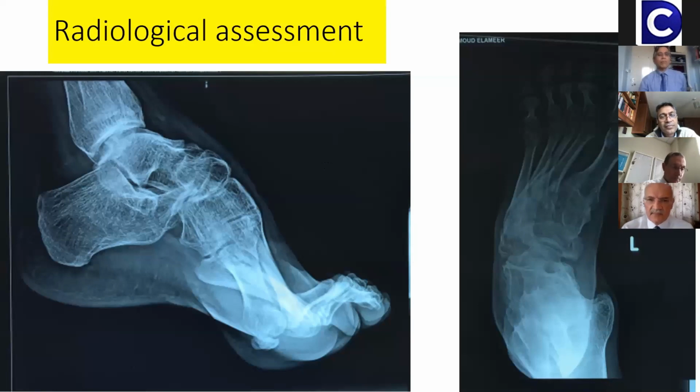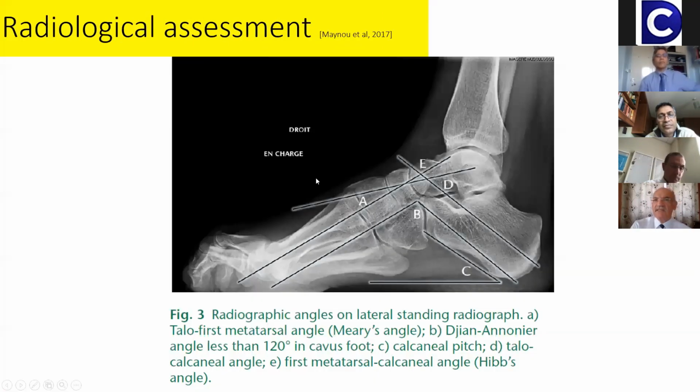For the radiological assessment, you have too many lines to draw sometimes. It depends upon which lesion you've got. But you see, this is plain lateral X-ray. Usually we will do standing X-ray and AP. And you have many lines and many angles if you want to. In lateral, you can draw the axis of the talus and the first metatarsal axis, as you see here. And the calcaneal pitch from this line to that line. So sometimes you need to draw many lines depending upon the type of lesion you're dealing with.